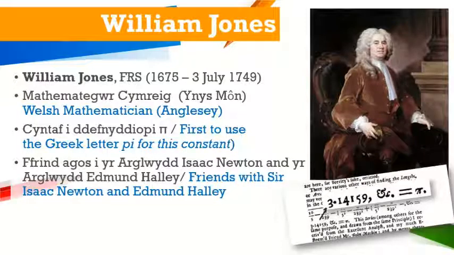So he's accredited with the use of the letter pi, and you can see here, in the lower diagram, his first use of 3.14159 should now be denoted as equal to the symbol pi, and that universal use of this symbol is now attributed to William Jones. He was also friends with Isaac Newton and Edmund Halley, and as I say, a member of the Royal Society, and I think he was Vice Chancellor of the Royal Society at one point. So there's a little bit of trivia for you.